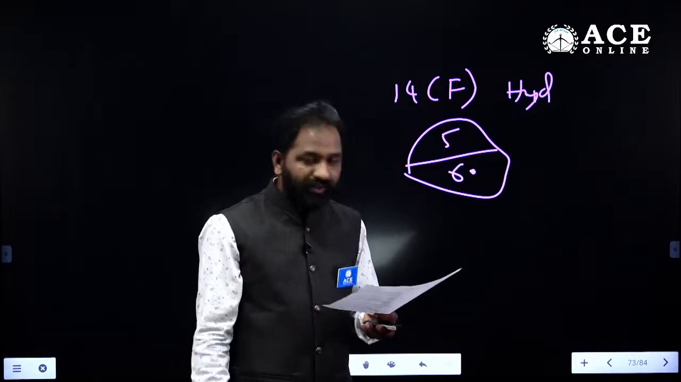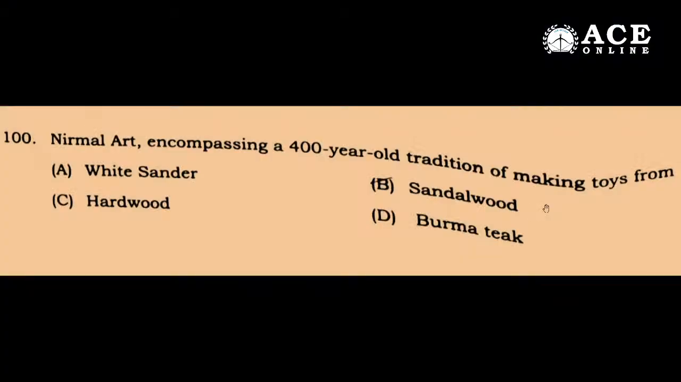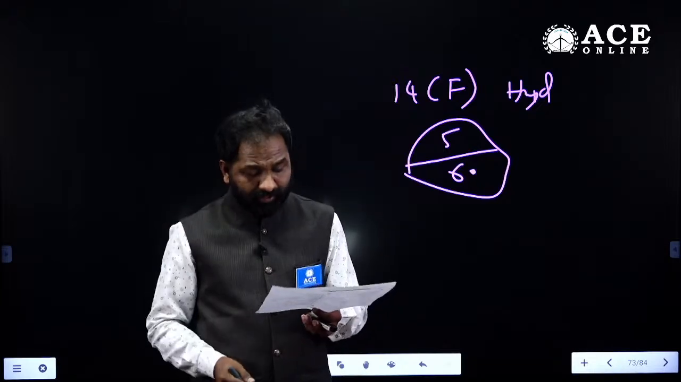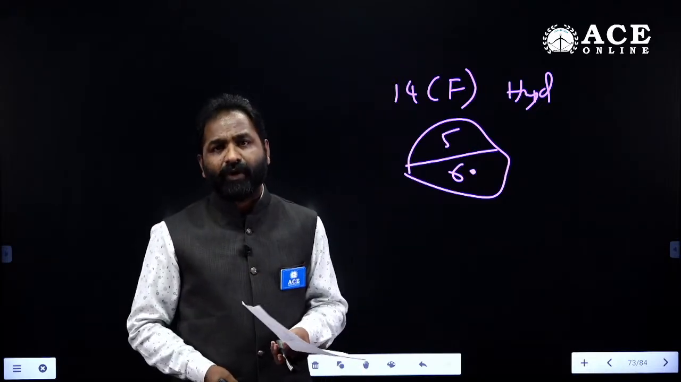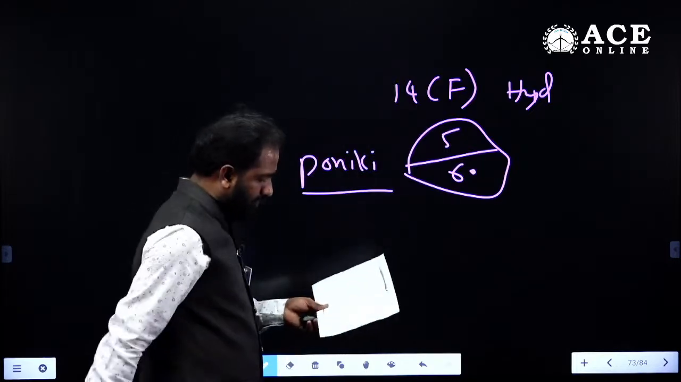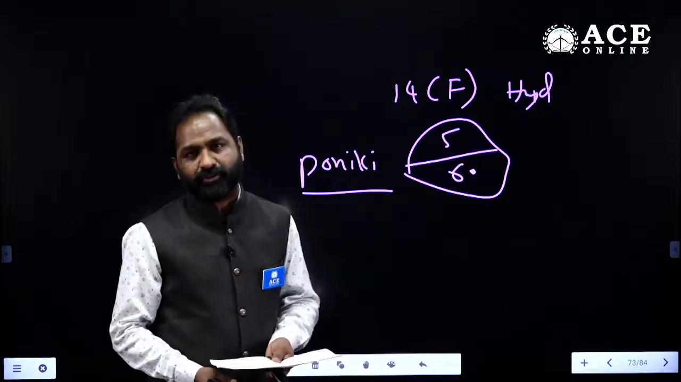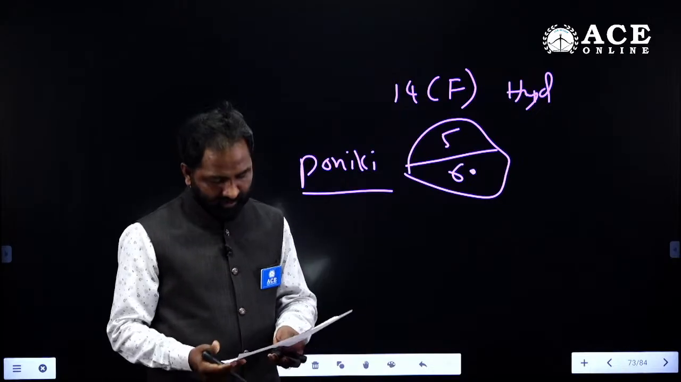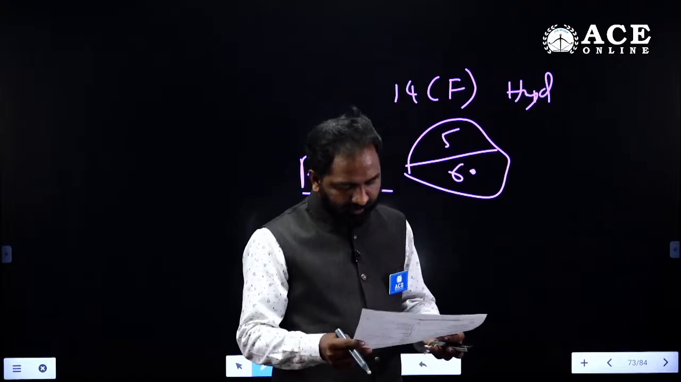Okay. The last one, question 100. It is a Telangana culture question. Nirmal art encompasses a 400-year-old tradition of making toys from: A, white sander, sandalwood, hardwood, Burma. The question is very simple. Telangana is the center of culture, everyone knows that. These Nirmal toys have been made for 400 years, since the Nizam era. And the answer is white sander. White sander is also called poniki, and it is called white sander because they need a soft wood to make the Nirmal toys. So the answer is white sander.